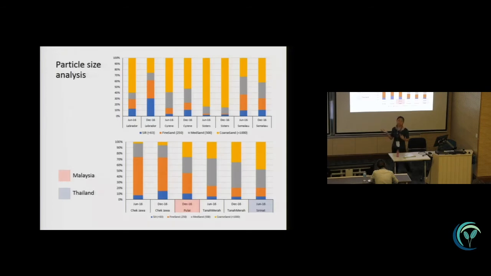First, going to our results, particle size analysis. It seems that for some of the meadows like Cyrene, Cistus, Tanah Merah, the particle sizes of the bed sediments do not differ greatly between our visits during the 2 monsoon seasons.